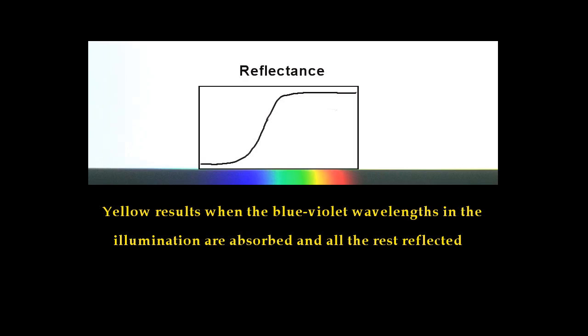So the correct explanation of the yellow color of the buttercup seems rather to be: yellow results when the blue-violet wavelengths in the illumination are absorbed and all the rest reflected. This observation can be symbolized in a diagram like the above, showing the so-called reflectance of the yellow sample. So this is what yellow is from the point of view of optics.